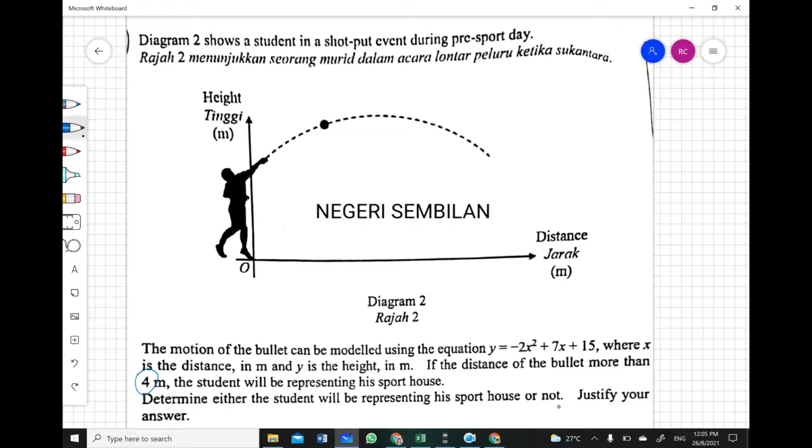And you type your answer in the chat. Madam, just say if the sport house or not right in the chat. No, you give the answer for the value of the x and then you say yes or no. Okay.